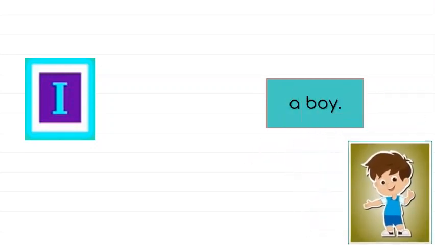Now let's see this sentence and try to make it complete by filling in the blanks. Let's read together. I, a boy. What do you think is missing in this sentence? That's right. It's the word am. So let's read the sentence now. I am a boy. So I and am are friends, and together they made the sentence complete.